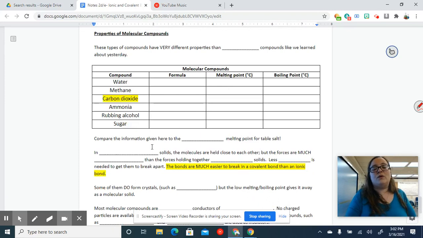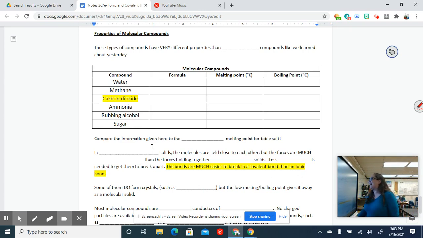All right, so when we talked about ionic bonds, we talked about the properties of ionic compounds, and we just reviewed those up top. So what are the 3 properties of ionic compounds? They all have a 3D crystal shape, high melting point, and they conduct electricity when dissolved in water.